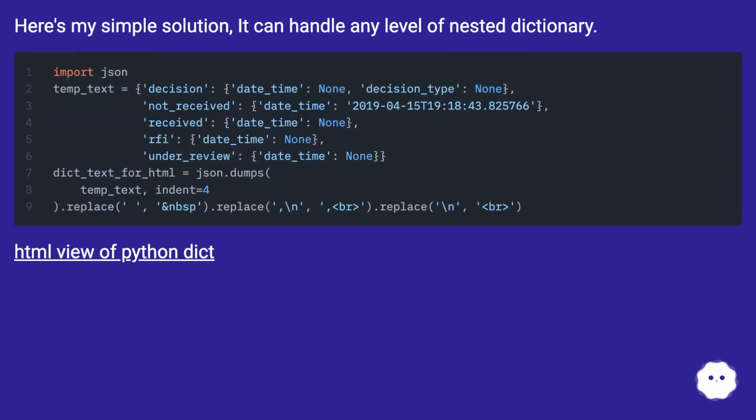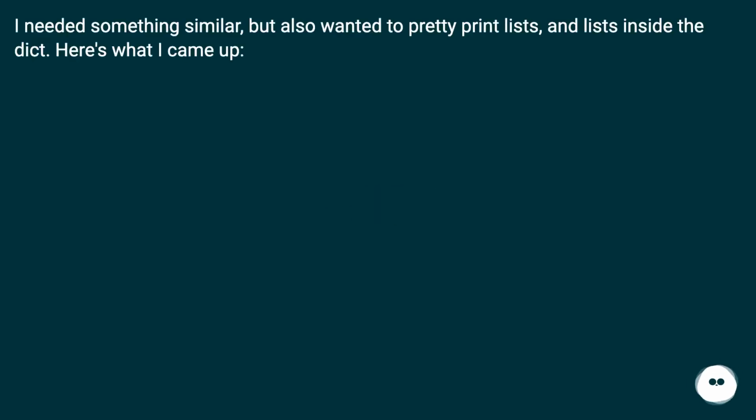Here's my simple solution. It can handle any level of nested dictionary. HTML view of Python dict. I needed something similar, but also wanted to pretty print lists and lists inside the dict. Here's what I came up with.